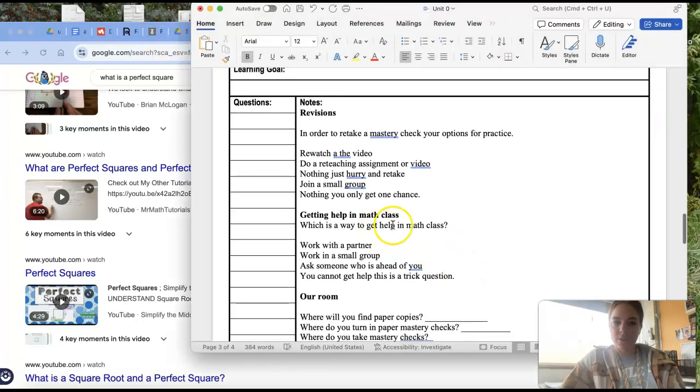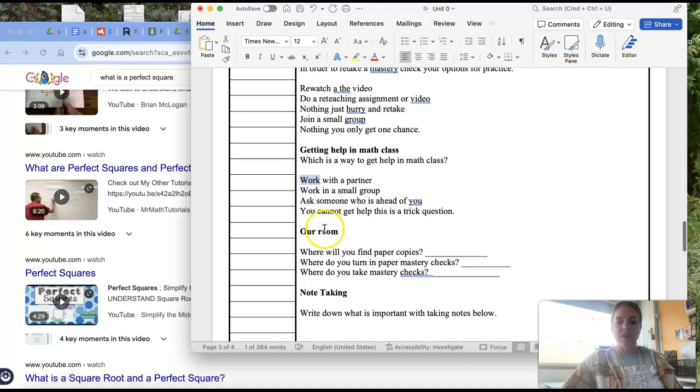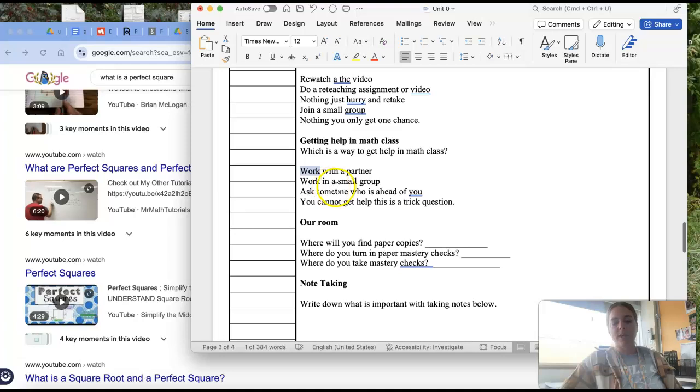So let's go here. Getting help in math class. Which ways can you get help? Work with a partner. Yes, you can work with a partner. Again, emphasizing this word work though. If you're working with someone, it is the intent to learn. You might be working in a small group with me. You can ask someone who is ahead of you. And here's another one. You cannot get help. This is a trick question. So which ones of these should you circle? All right, so you should be circling just the top 3. You can get help.